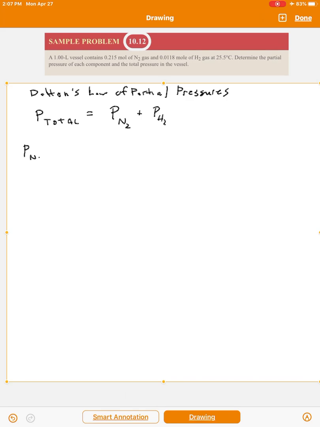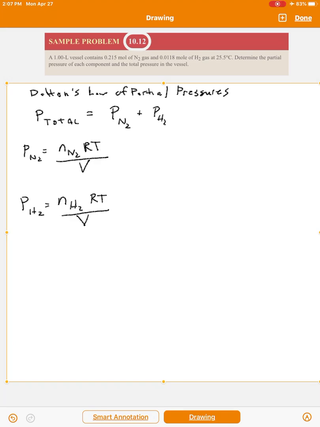P of nitrogen would be n of nitrogen RT over V. I've taken the ideal gas law, PV equals nRT, divided both sides by V to get P. And we'll do the same thing for the hydrogen. The pressure of hydrogen would be the moles of hydrogen times RT over V. They're in the same container, so they're both going to have the same temperature and volume, but the number of moles could be different, and in fact they are.